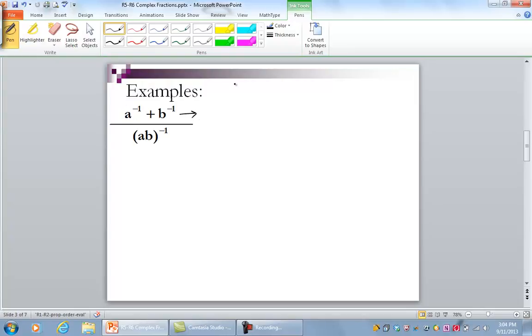You know a to the negative first means 1 over a, plus, you know b to the negative 1 is 1 over b. Again, we are just dealing with the top of the fraction right now. If I wanted to add these two fractions together, they would have to have a common denominator, right? So they would need an a and a b in the denominator. We've added fractions with unlike denominators before, so that's kind of where we're bringing back section R.5 a little bit.